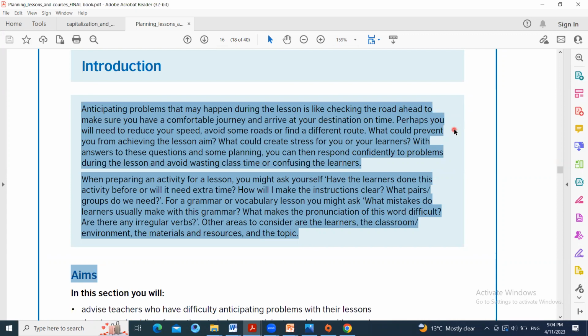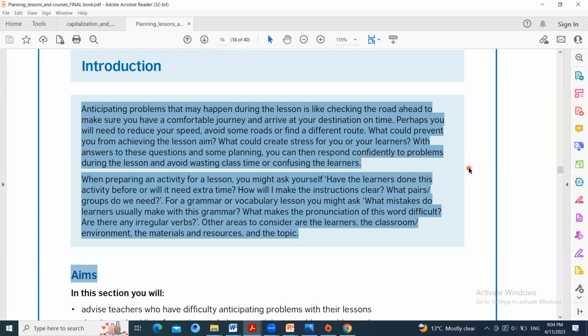What could prevent you from achieving the lesson aim? What could create stress for you or your learners? With answers to these questions and some planning, you can then respond confidently to the problems during the lesson and avoid wasting class time or confusing the learners.